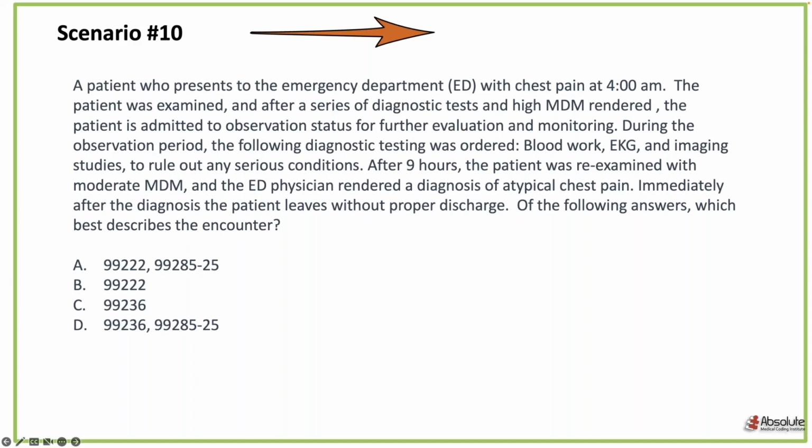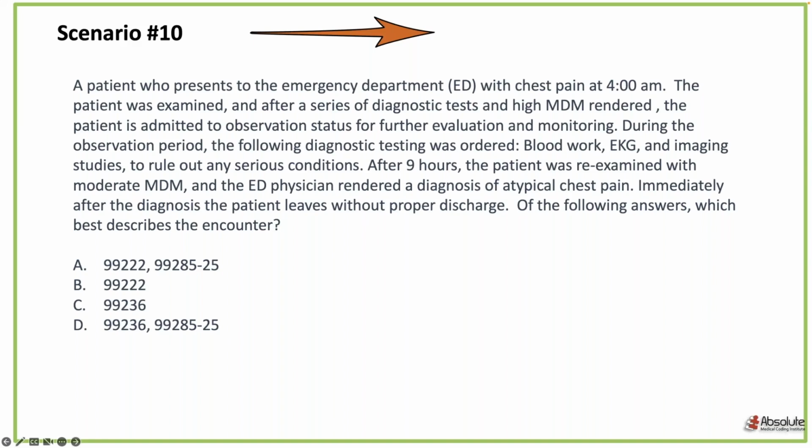All right, scenario number 10. Of the following answers, which best describes the encounter? A, 99222, 99285 with a modifier 25. B, 99222. C, 99236. D, 99236, 99285 with a modifier 25. A patient who presents to the emergency department with chest pain at 4:00 a.m. The patient was examined, and after a series of diagnostic tests and high MDM rendered, the patient is admitted to observation status for further evaluation and monitoring.